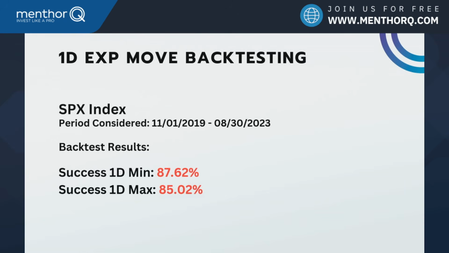Let's look at some backtesting. This is all available on our website. We are looking at 4 years of history, and we've shown this before. If you have seen this before, we're just going to repeat the importance, because the data is telling us that if we look at 4 years of history of option positioning on SPX, the price of SPX closed above the one-day minimum on 87% of the days over those 4 years, and closed below the one-day max on 85% of the days.